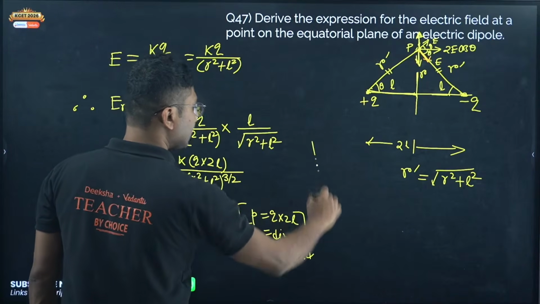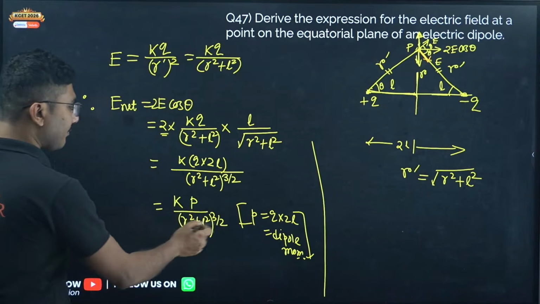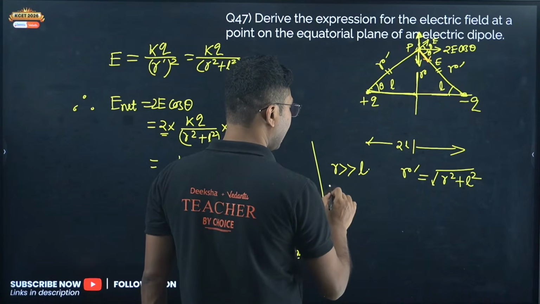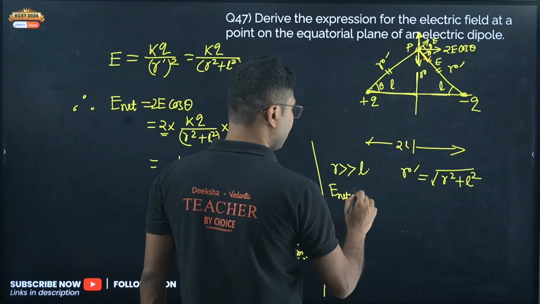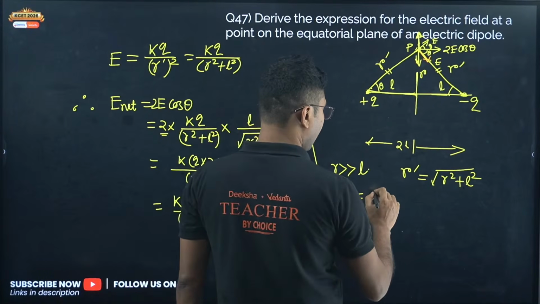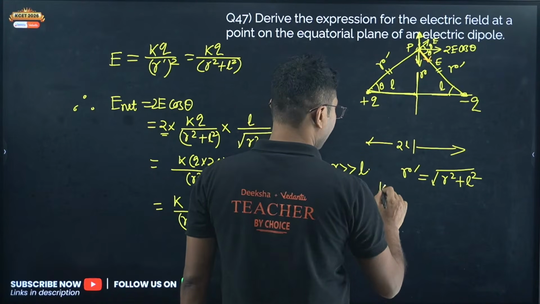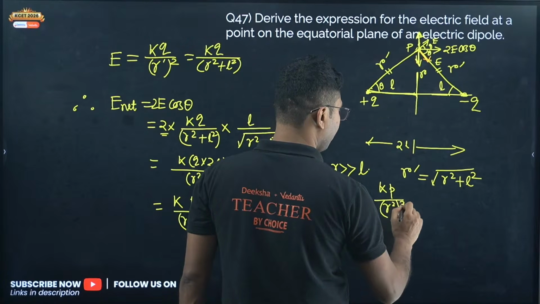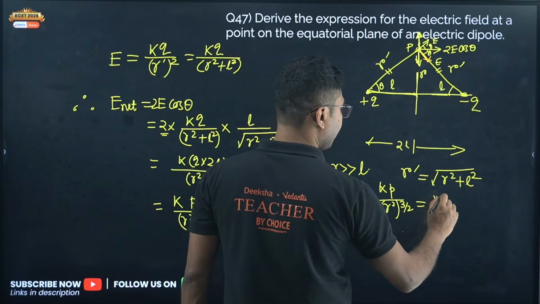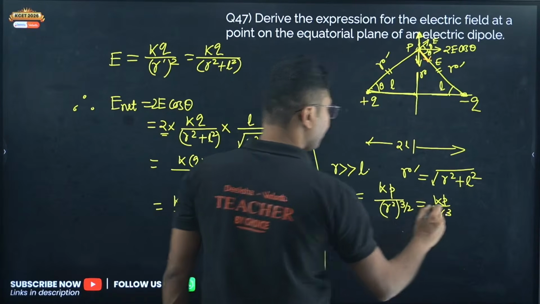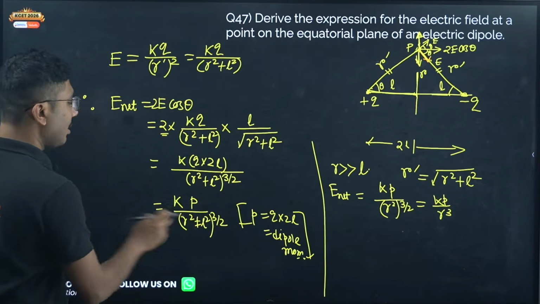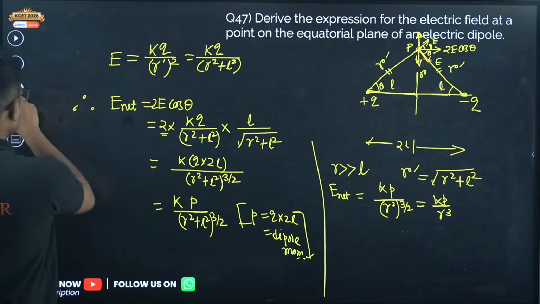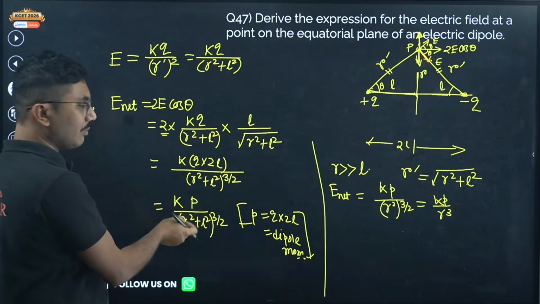Okay. Next, now you have to simplify this. For R very, very greater than L, we can write the net electric field is given by K into P divided by (R square) to the power 3 by 2, which equals Kp by R cube. So we have ignored this L square. Why have we ignored it? Because R is very big compared to L, so this L square will be very tiny compared to R square.